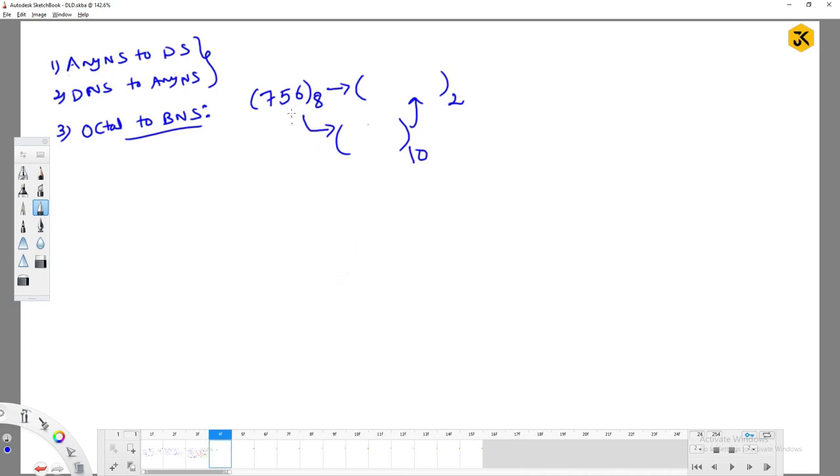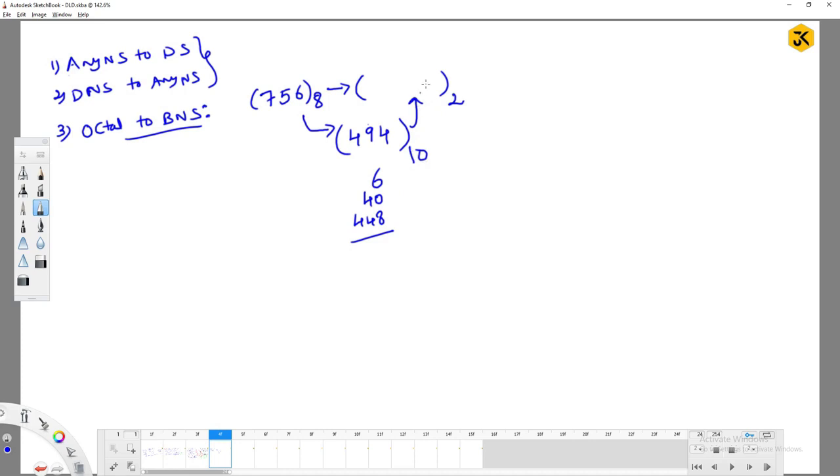So what you can do? Try to calculate 76 base 8 in decimal number system. First value you are going to get is 6, second is 40, third is 64 into 7. What is the value of 64 into 7? 448, right? So what is the total value? 494. Is it correct? Right? 494 in decimal number.